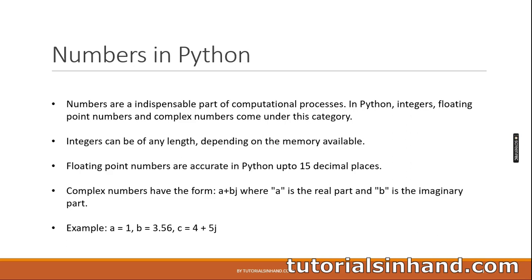Numbers are an indispensable part of the computational process. In Python, integers, floating point numbers, and complex numbers come under this category. Integers can be of any length depending on the memory available. Floating point numbers are accurate in Python up to 15 decimal places. Always remember this point. Floating point numbers are accurate in Python up to 15 decimal places.